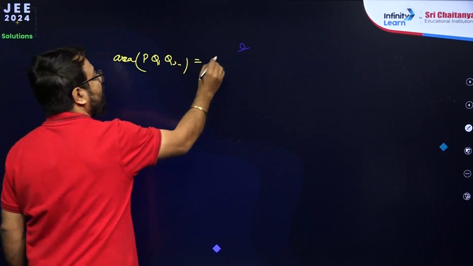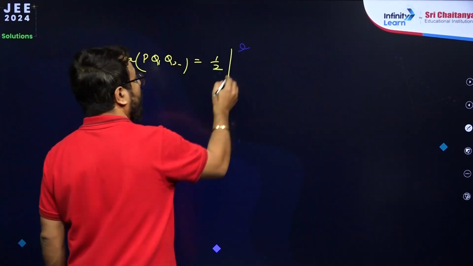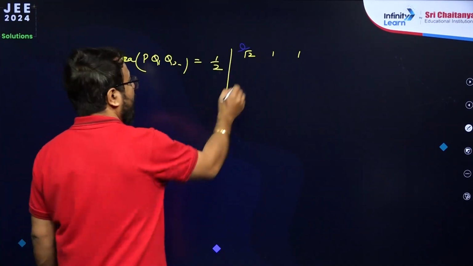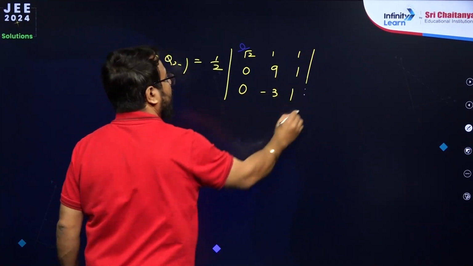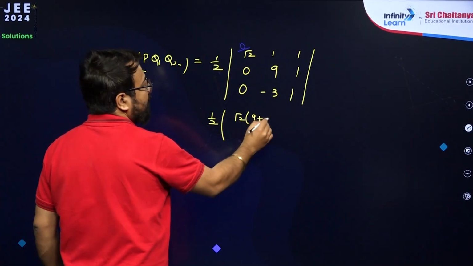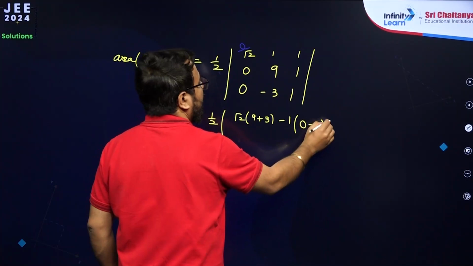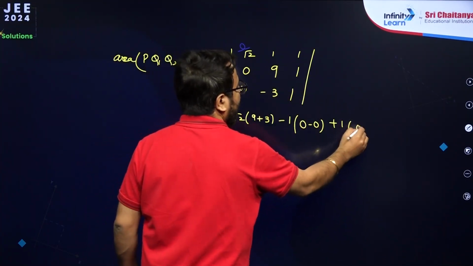We can use the determinant method. The P coordinate was what? It is root 2, 1, 1. Q1 coordinate is 0, 9, 1. Q2 coordinate is 0, negative 3, 1. So half will be written as root 2 times (9 plus 3) minus 1 times (0 minus 0), and then 1 times (0 minus 0), obviously.